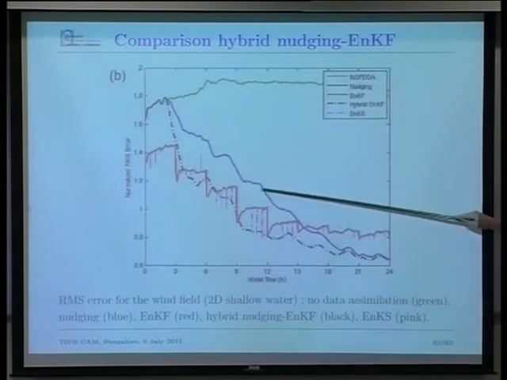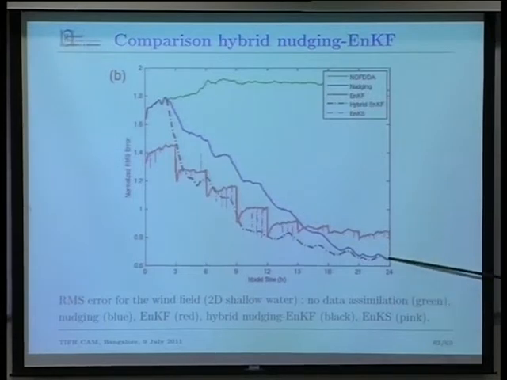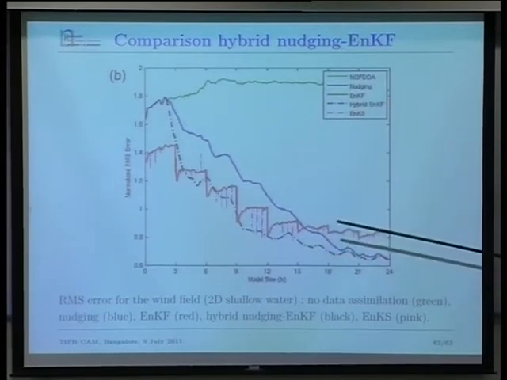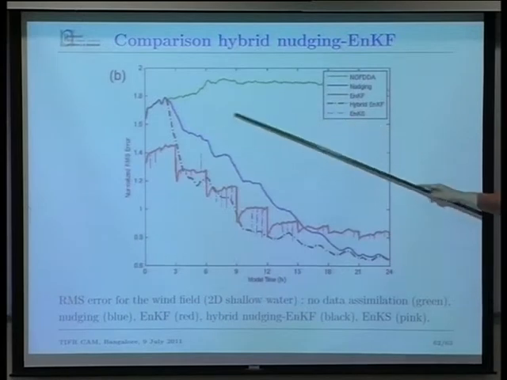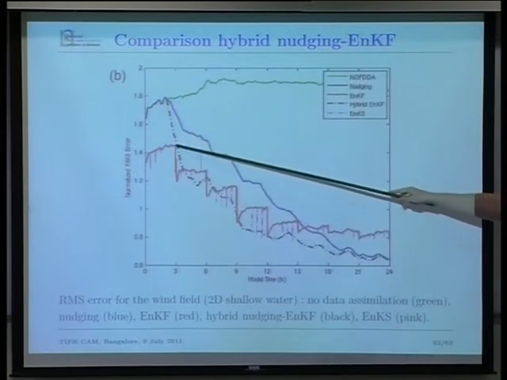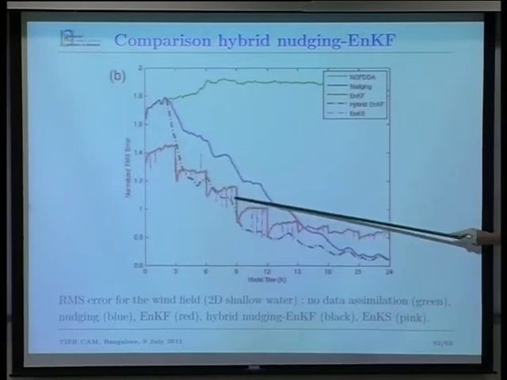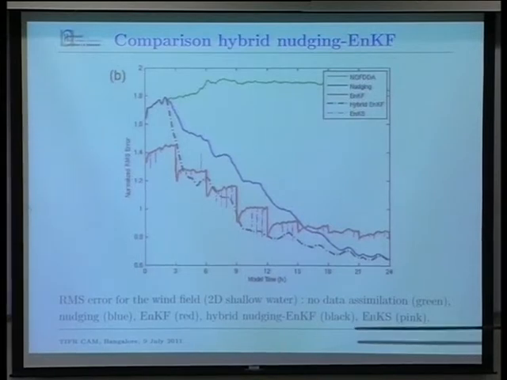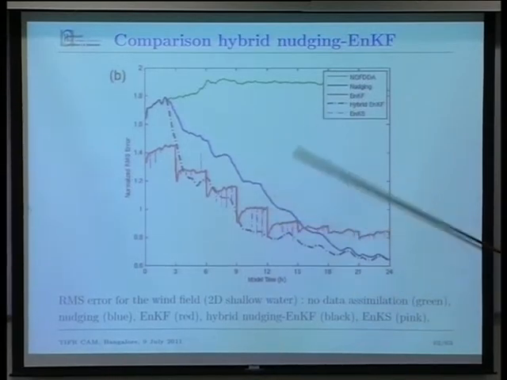With the nudging, as they observe mainly the sea surface height, and they haven't done what I showed yesterday, they didn't correct the wind field from the height observations, so the reduction of the error is not very good at the beginning, but then you have some asymptotic convergence. The ensemble Kalman filter and smoothers are here. I'm not sure what they did with the ensemble Kalman smoother, because there are some peaks here, but anyway.